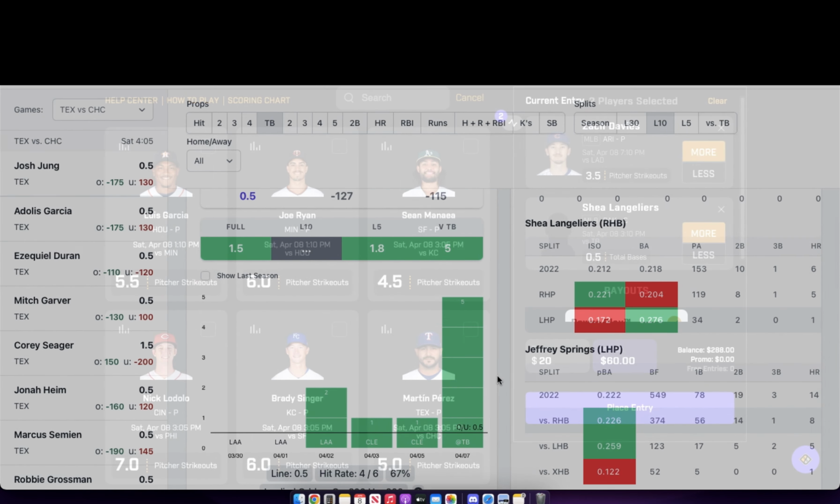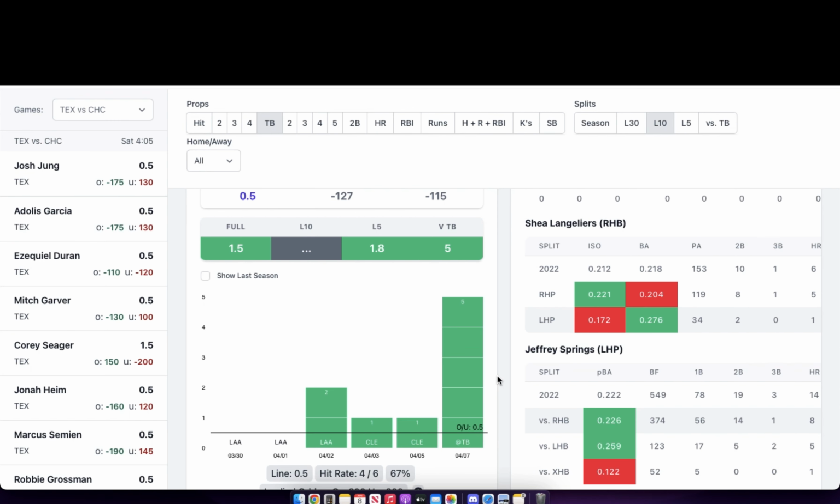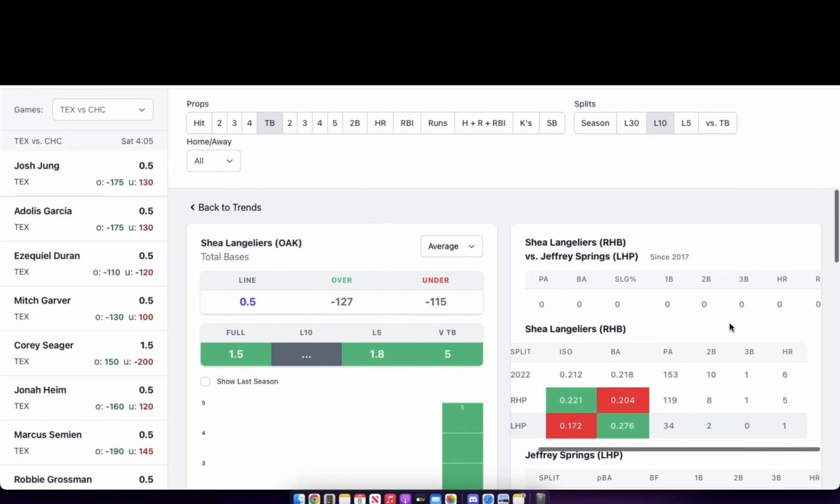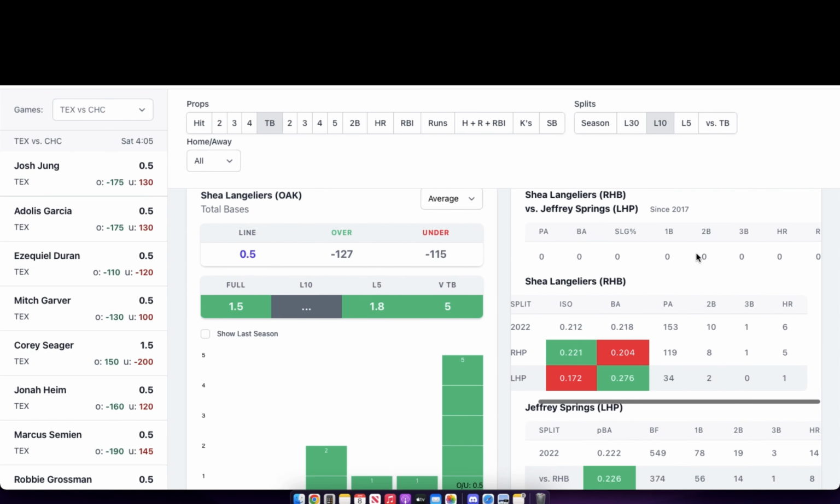Let's find out why. Over on props.cash, we can see that Langeliers has accounted for at least one base in four straight games, totaling 9 total bases in four games this season. That's a very big positive. His splits do favor left-handed pitching, higher batting average versus left-handed pitching, just putting more balls in play, hitting safely more times than not. 34 plate appearances, limited exposure to the lefties, but we see some good numbers here. We see some good stats that we can feel strongly about when taking this over prop.